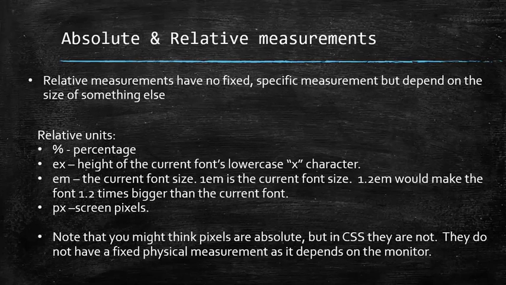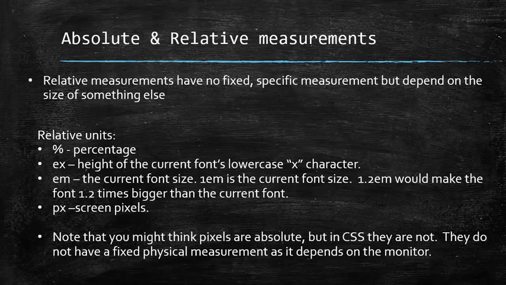Now, relative measurements have no fixed specific measurement, but actually depend on the size of something else. So a good example of a relative measurement is percentage, and it just so happens we can use percentage as a relative unit in CSS. Now if you think of it, a percentage doesn't have a fixed specific measurement. I can give you half a biscuit and half a cake. Now they're both half or 50%, but obviously the sizes are very different depending on the original size of the biscuit and depending on the original size of the cake. So percentage is a good example to think of when you think of relative measurements.